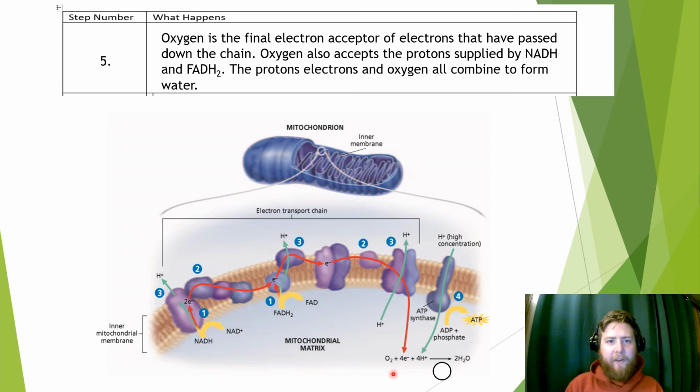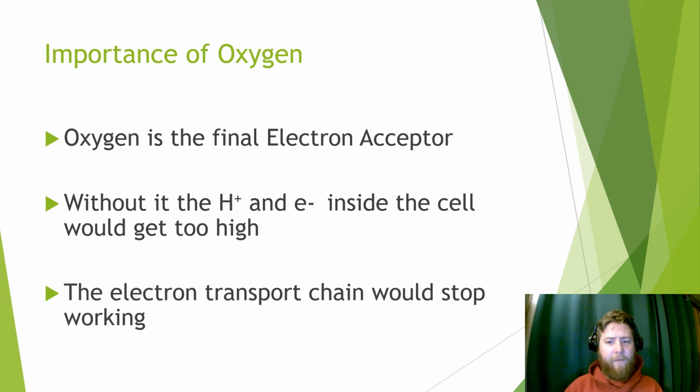Finally, oxygen down here is the final electron acceptor. It is going to accept the electrons and these extra protons coming in, and when they all combine, they will form 2 molecules of H2O. So oxygen is really important, the final electron acceptor. Without it, the protons and electrons inside the cell would get too high. They wouldn't be able to continue to work the electron transport chain. It would shut down, and you wouldn't be able to make any more energy. So without it, the electron transport chain stops working.